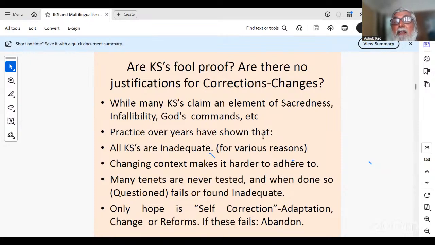Practice over the years has shown that all knowledge systems are inadequate for various reasons. Changing context makes it harder to adhere to. Many tenets are never tested, and when tested or questioned, they fail or are found inadequate. The only hope is self-correction, adaptation, change, or reforms. If all these don't work, you have to abandon that knowledge system. That's all. So you need a self-correction measure. You will see this.